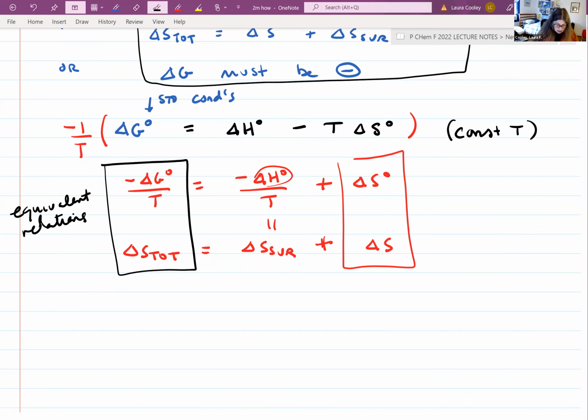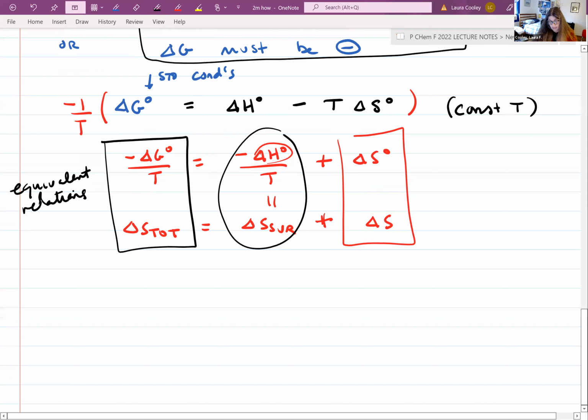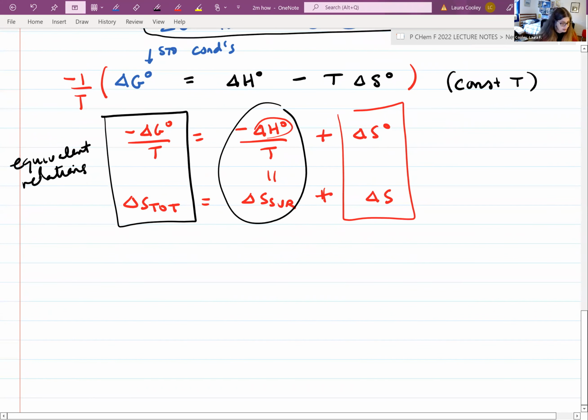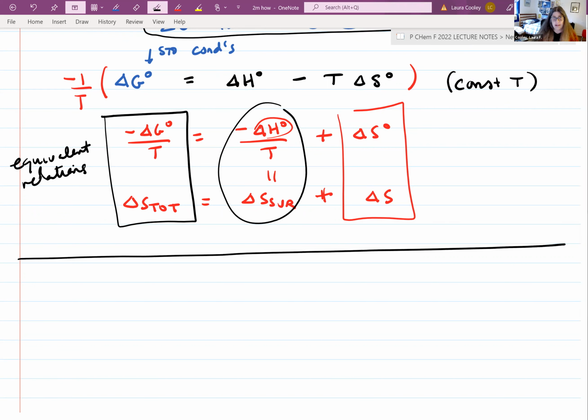Okay, so it doesn't come from nowhere that delta G has to be negative for a spontaneous reaction. We spend a lot of time on this equality here. Unfortunately, we can't do that right instantly at the beginning of the semester. All right, so I already talked about why delta S might be positive or negative for a given reaction.